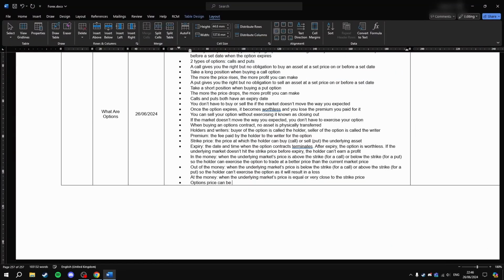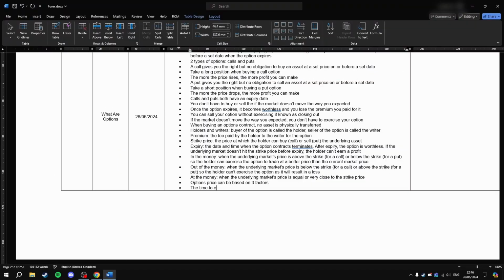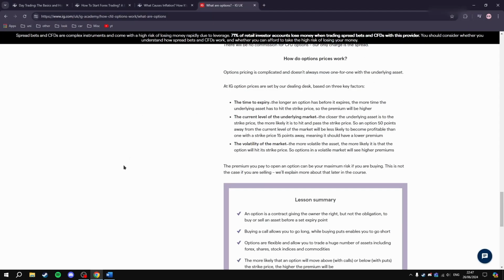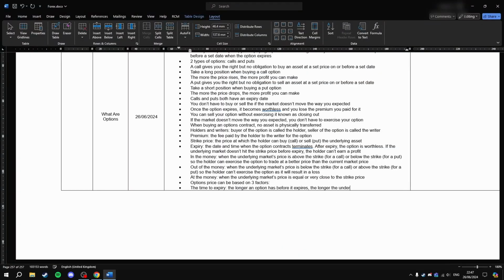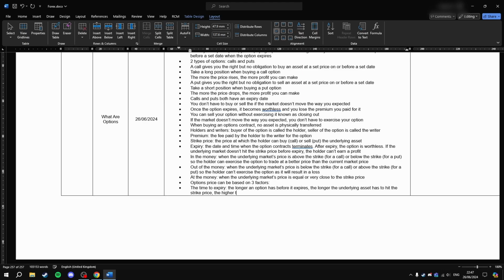Options pricing can be based on three factors. The time to expiry. The longer an option has before it expires, the longer the underlying asset has to hit the strike price, the higher the premium.